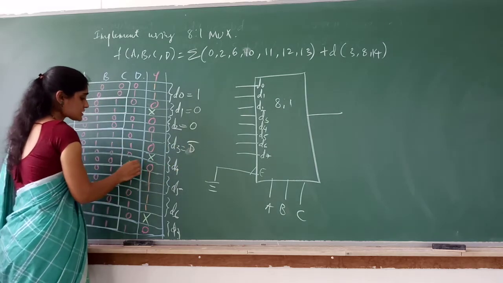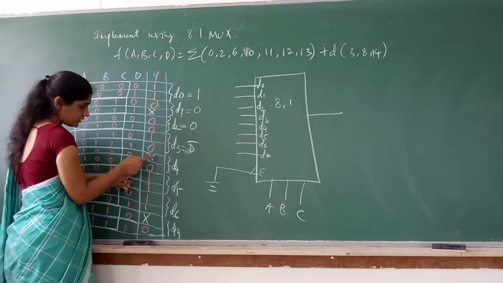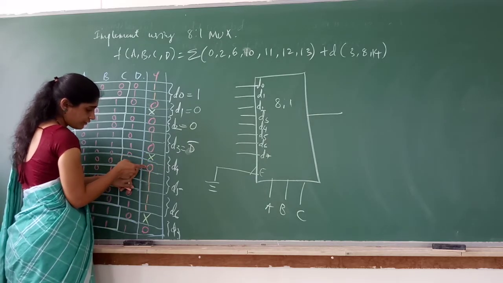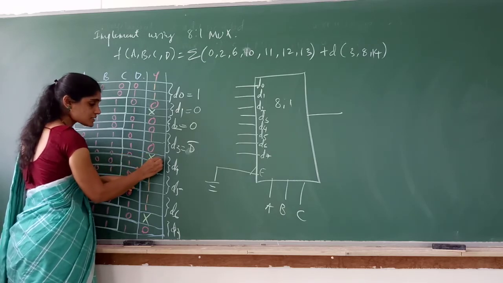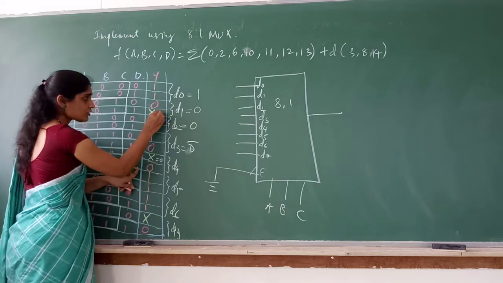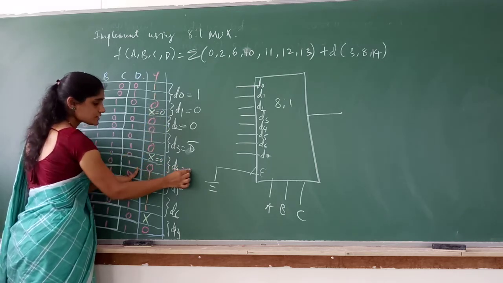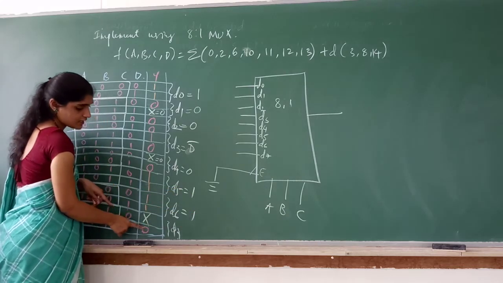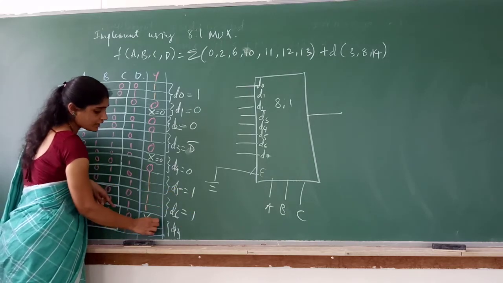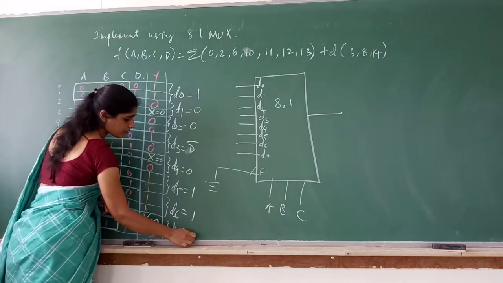What is D4? Again, D4 is for these two combinations. For one combination it is taking 0. For the other combination it is don't care. Assume that this don't care is equal to 0. 0, 0. Here also I have taken a 0. 0, 0, 0. Here it is 1. Here it is 1. Here again this is 0. I assume that the don't care is 0. So D7 will be equal to D0.